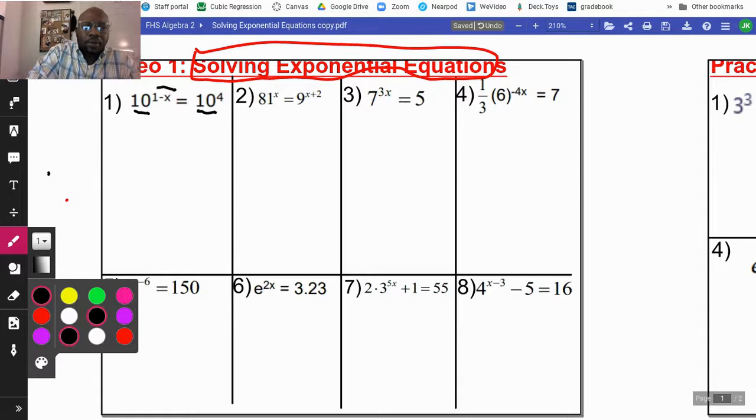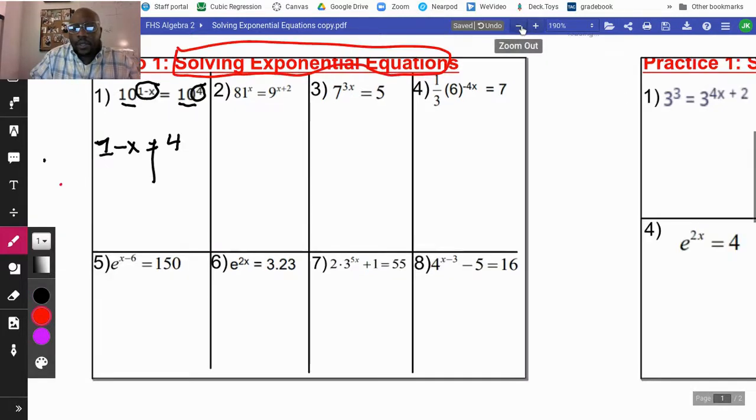You just take the exponents on the left side, you write it right here, 1 minus x. Then you take the exponents on the right side, which is 4, and write it right here. Then you just do your basic solving. So in this case, when you're solving for this, let me zoom backward a little bit. I'm way too in.